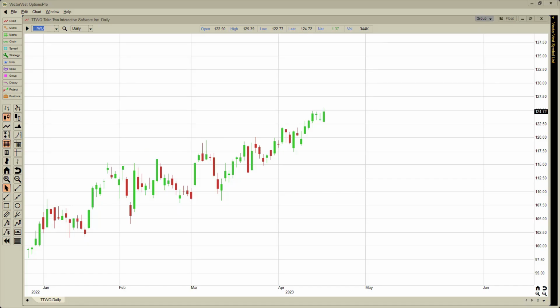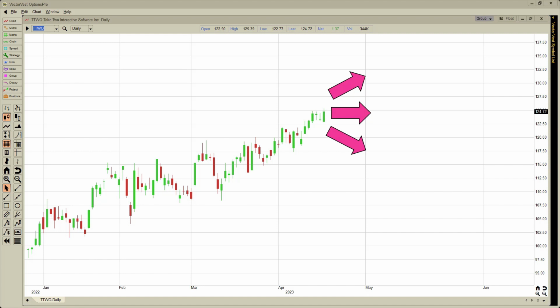Now, I want you to think about it this way. A stock can ultimately do one of three things. It can go up, it can go down, and it can go sideways. So let's say you buy a stock or call option. In order to make money, that stock needs to go up.